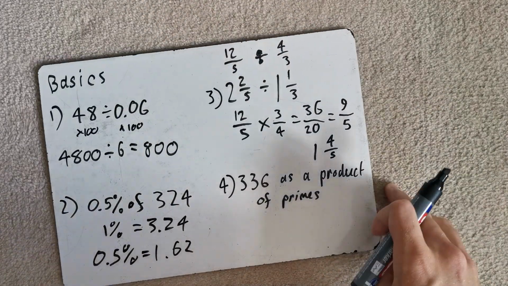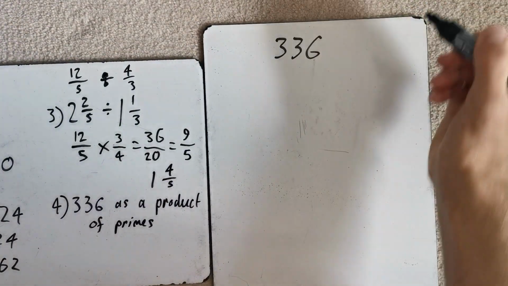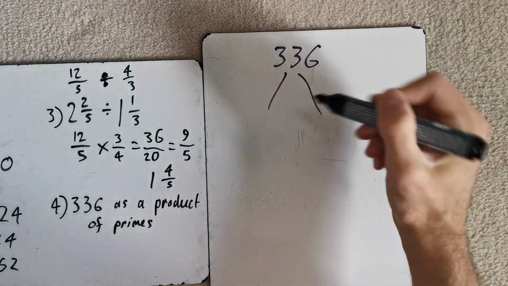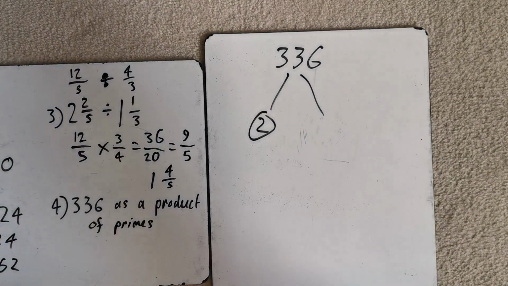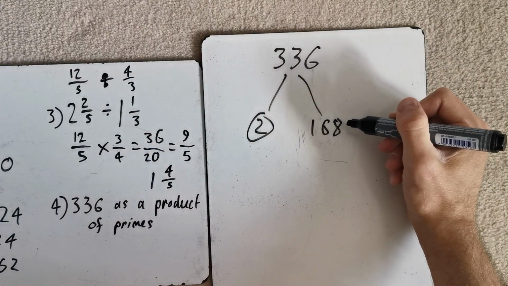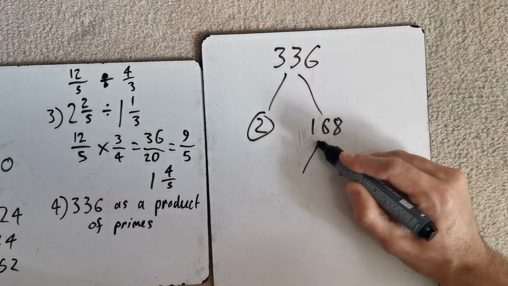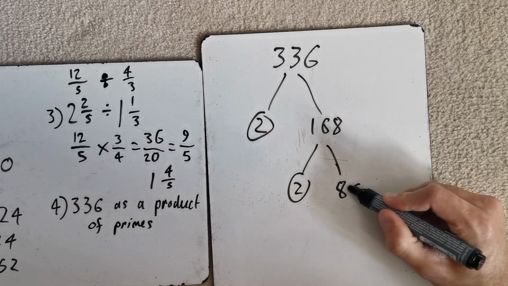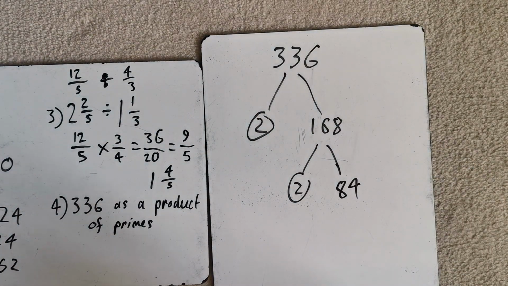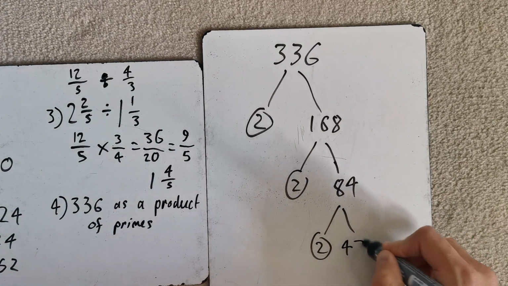Okay, 336 as a product of primes. I'm going to need another board for this. Do our factor trees. 336 at the top. What could we divide by first? It's an even number. Let's half it, shall we? So half of 336 would give you 168, I hope. We could divide by 2 again. So half of 168 is 84. So we're going to get 2 and 84. Notice how I'm circling the 2s. Remember, you circle the 2s because they are prime numbers. Half it again. Half it again.